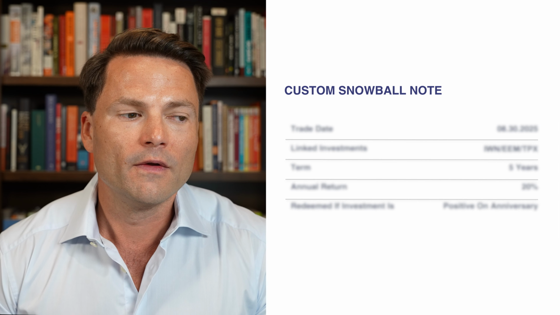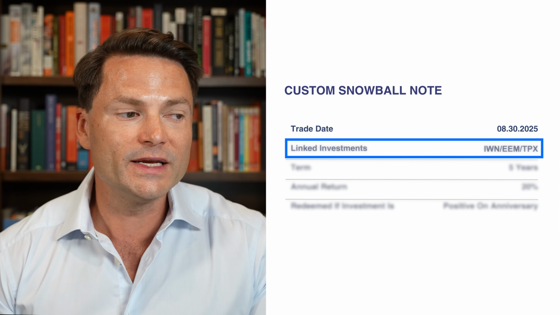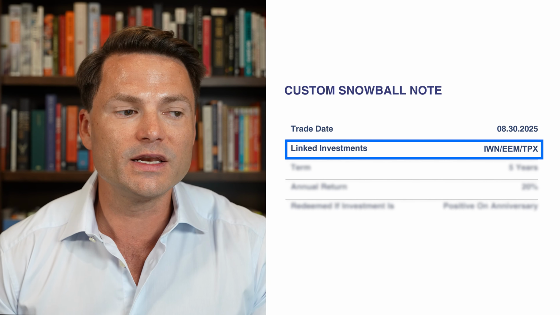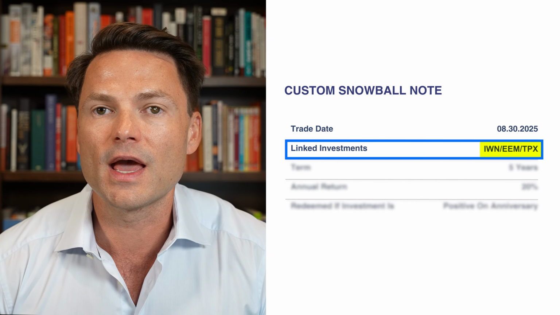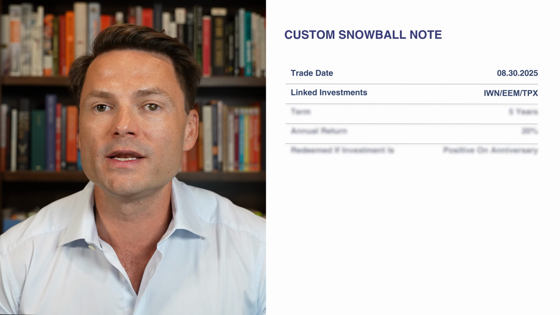So this was a note that was traded at the end of August of 2025. The linked investments, right, or the underlier, that's one of the key components, is IWN, EEM, and TPX. So what the heck is that? Those are three broad market indices.